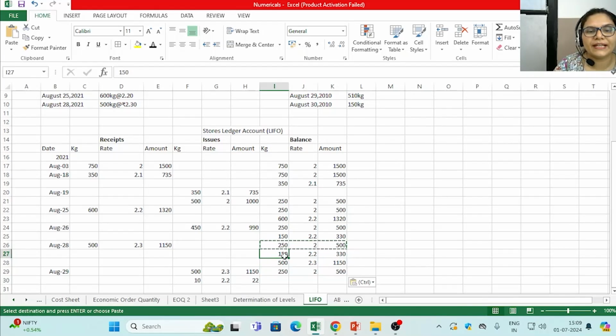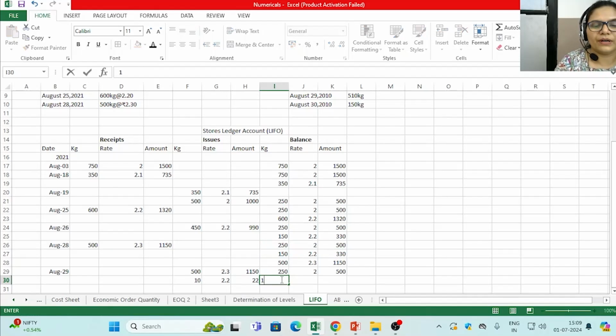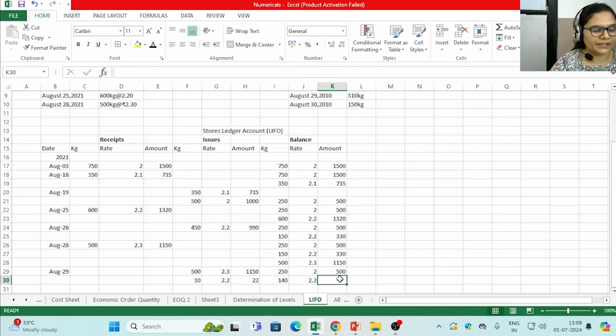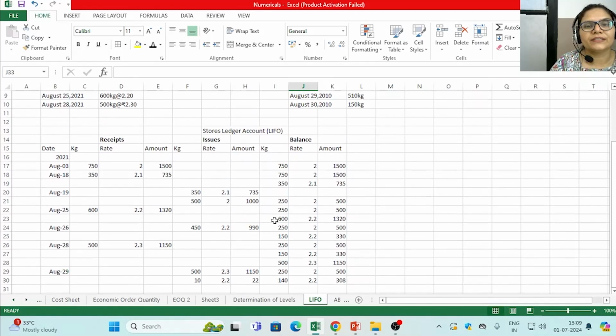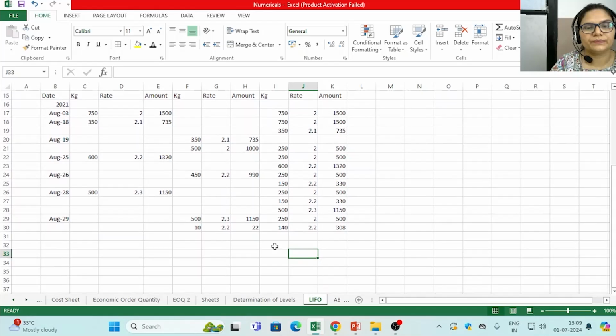We have issued 10 units from 150, so remaining units will be 140 at the rate of rupees 2.2. Rate per unit will never change. It will be 308. Sorry, it will be 308. August 29 transaction is closed now.